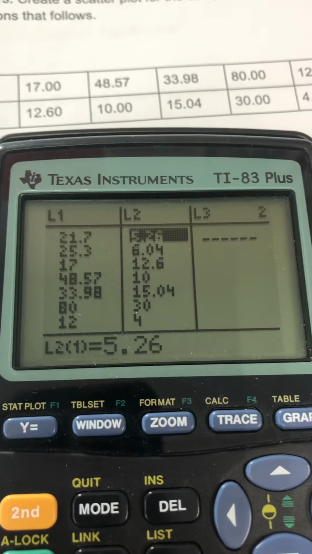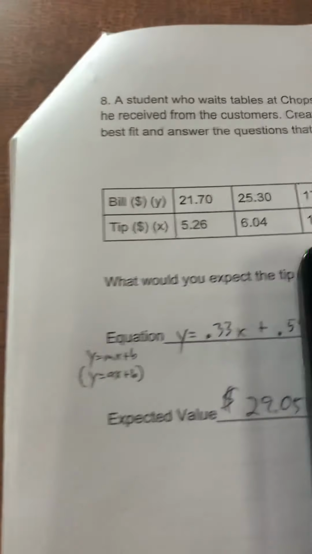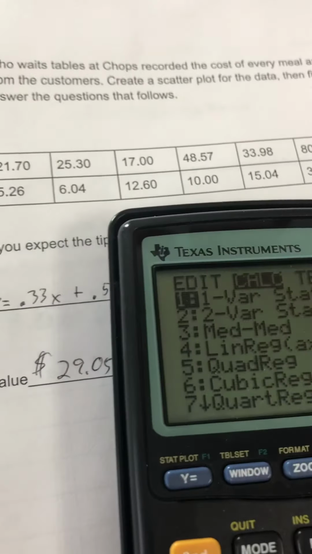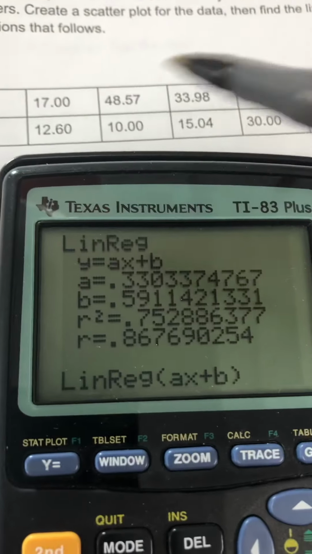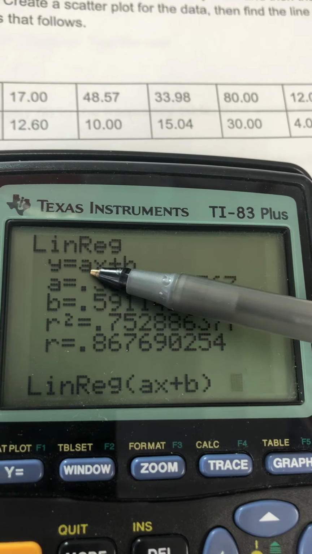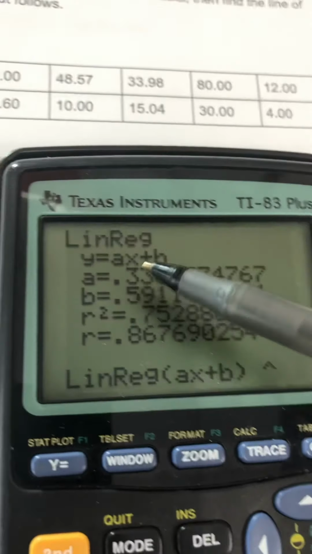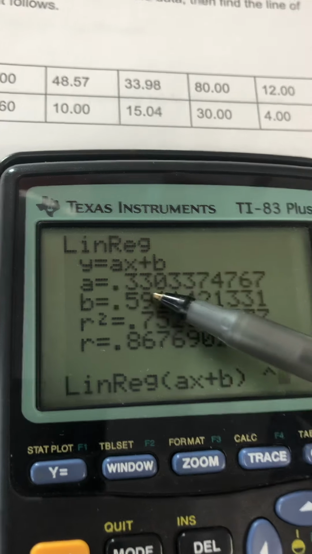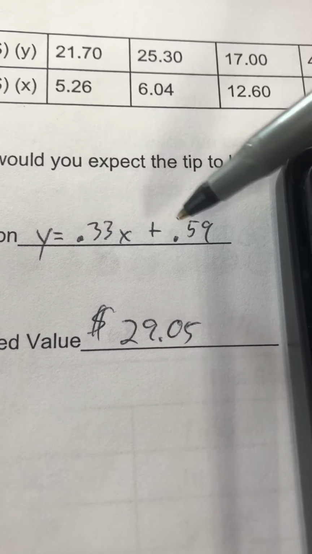So here's my list 1 and list 2, and then let me see, calculate, and I think we went down to 4. There we go. So it gave me this is y equals mx plus b, but they use a instead of m, just because. So you plug these numbers in for the a and for the b, and I rounded them to the nearest hundredth. So that's why mine looks like that.